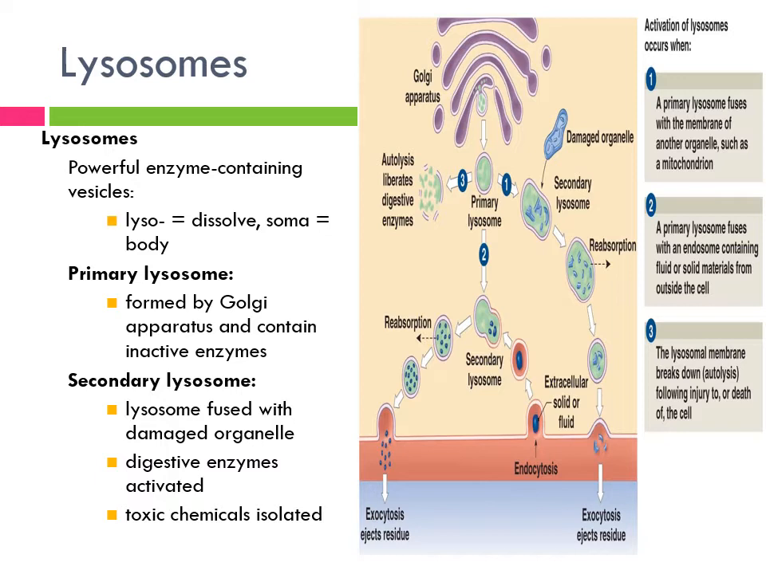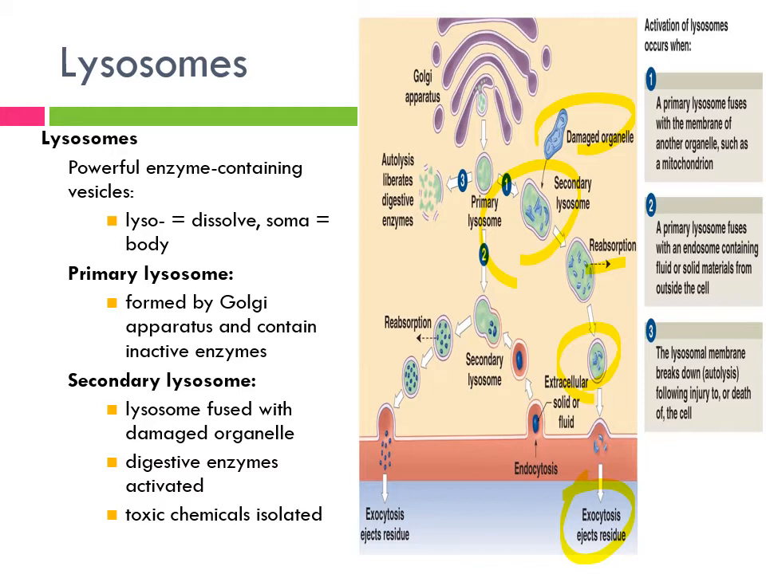It's going to release its enzymes into this new vesicle. So I'm looking here. We have the damaged organelle up here. The primary lysosome is going to fuse to that damaged organelle and become a secondary lysosome. And then it's going to break down that organelle. We're going to resorb some of the things from that organelle that we could maybe reuse. And then the waste product is going to get released out of the cell through exocytosis. We'll talk about what exocytosis is a little bit later. But this is how our lysosomes work.